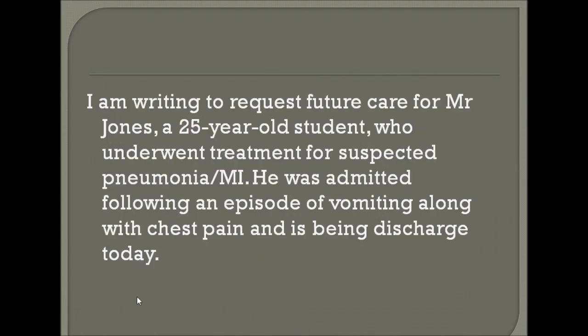You can also write the introductory paragraph in this way too. I am writing to request future care of Mr. Jones. What is your purpose? Future care of Jones, a 25-year-old student who underwent treatment for suspected pneumonia, who underwent treatment for suspected MI. He was admitted following an episode of vomiting along with chest pain and is being discharged today.